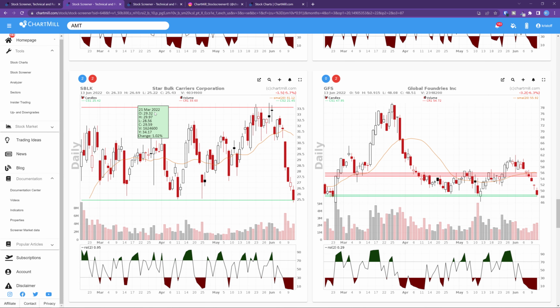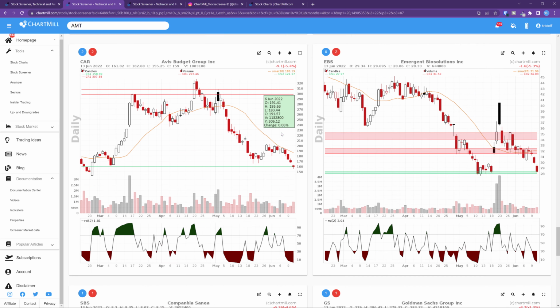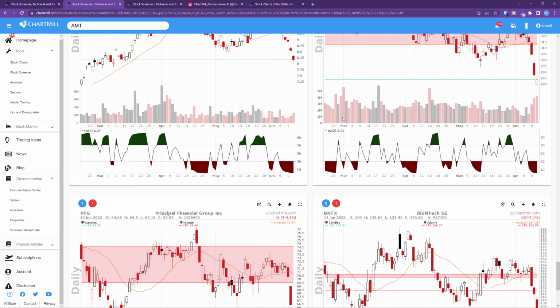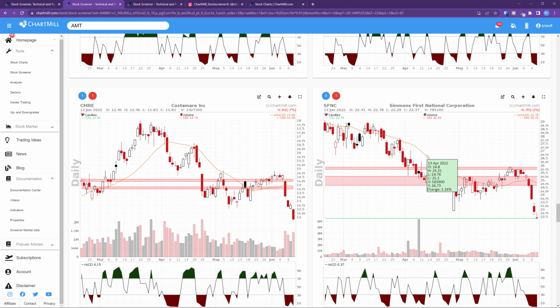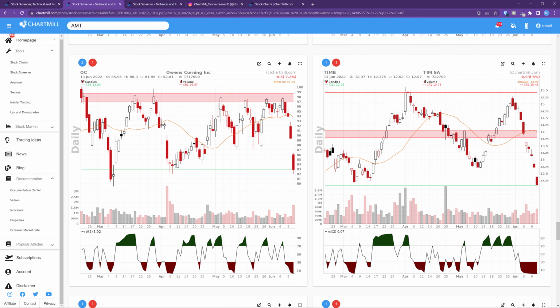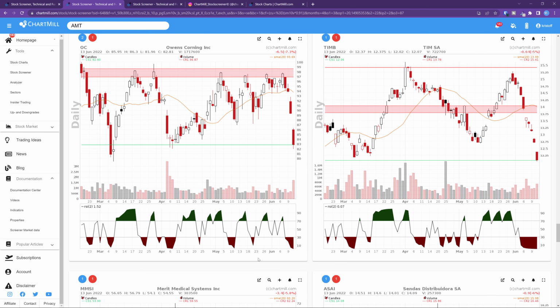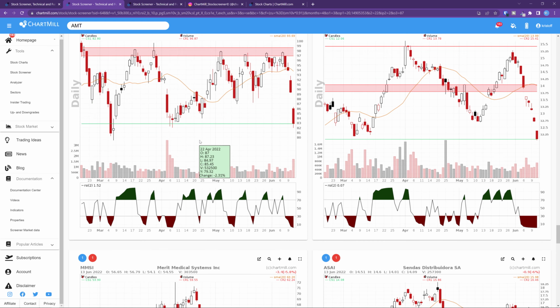This one is a good one, Star Bulk Carriers. It also appears on our red dog reversal intraday strategy. Principal Financial, close to support and RSI below 10. Owens Corning, RSI 2 at 0, a very severe price decline with multiple gap downs. So prices at the moment are far away from the descending SMA 20. So this one is also a setup to consider.